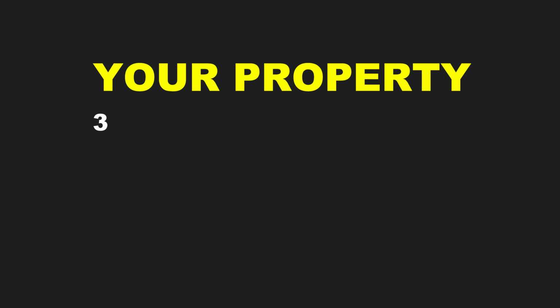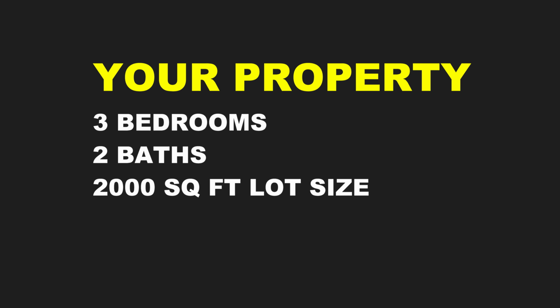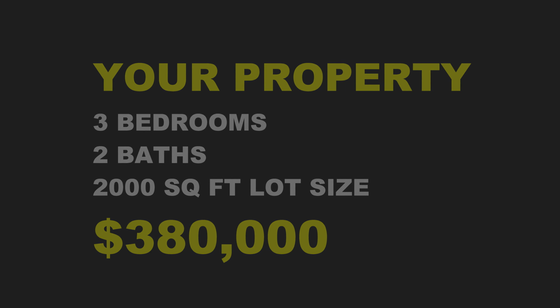In example one, we're going to look at three different properties, right? Property A, B and C. So let's say your property, the target property, has 3 bedrooms, 2 baths, 2,000 square feet, and sells for 380 grand. I use that number because that's the median home price in the state of Maryland.